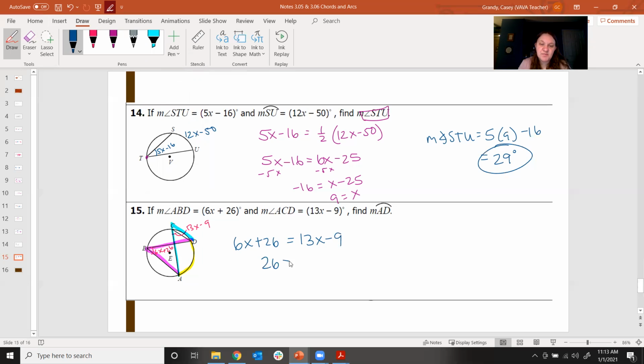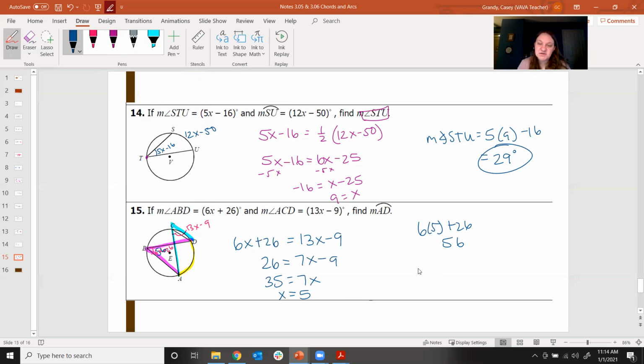Let's subtract 6x from both sides and add 9 and divide by 7. X equals 5. We can now use that to find AD. So let's take this 5, and you can plug it in for either of these angles. It doesn't matter which one. I plugged it in for ABD. So 6 times 5 plus 26. So we get 56. So this angle is 56.